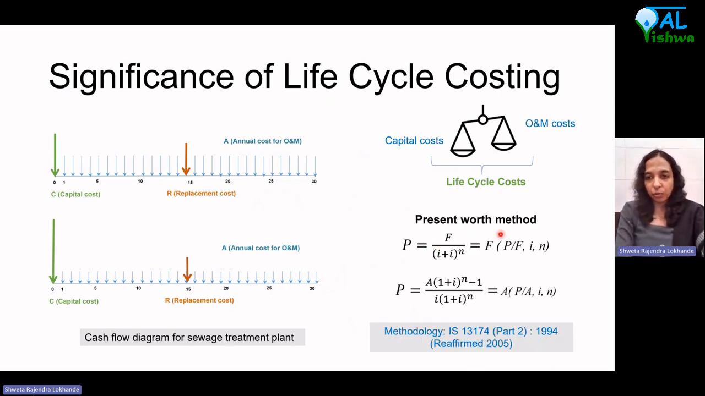And the present worth method, as prescribed in the IS code 13174 part 2, is a commonly used method for determining the life cycle costs. And this is the methodology that has also been adopted to compute the life cycle costs in the JalVishwa tool.